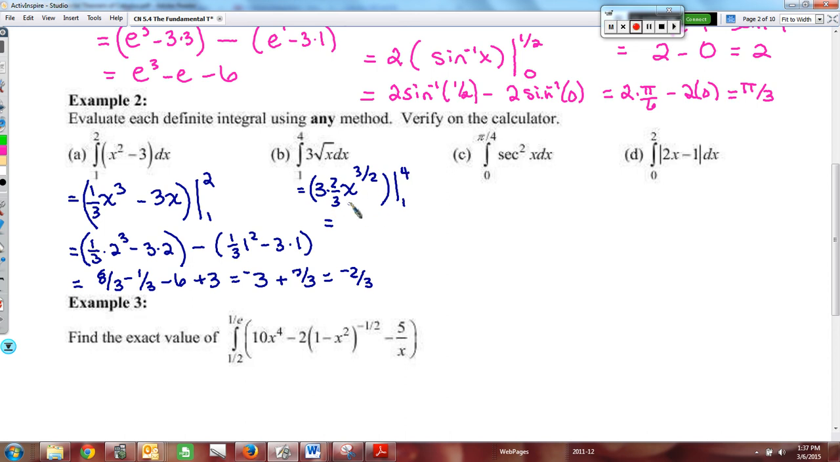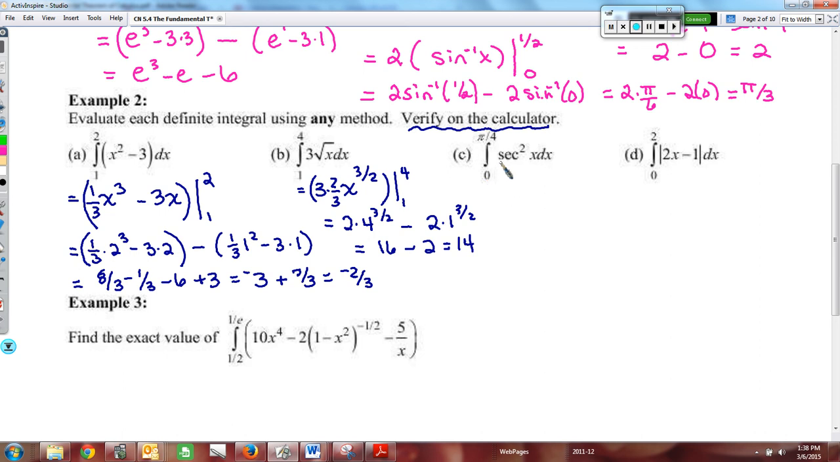I'm going to put in the 4. So I would end up with 2 times 4 to the 3/2 minus 2 times 1 to the 3/2, my net change in my antiderivative. So this would end up being 2 cubed, which is 8. 8 times 2, 16 minus 2, or 14 would be our accumulated area for that definite integral. All right, and I'm leaving you to verify on the calculator on your own. You can use the function int to show that these are true. All right, so we look at this one.